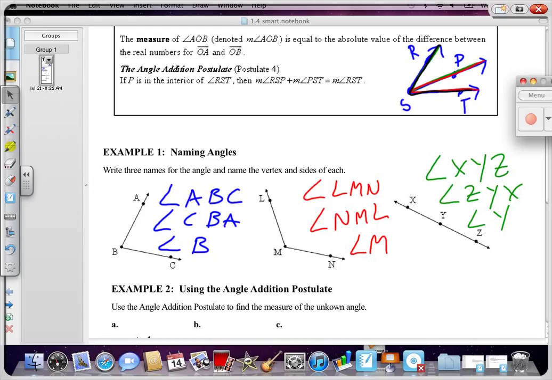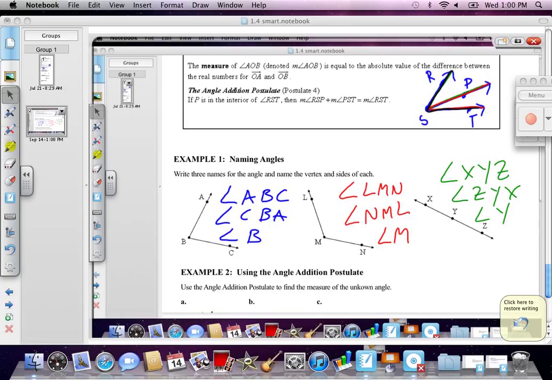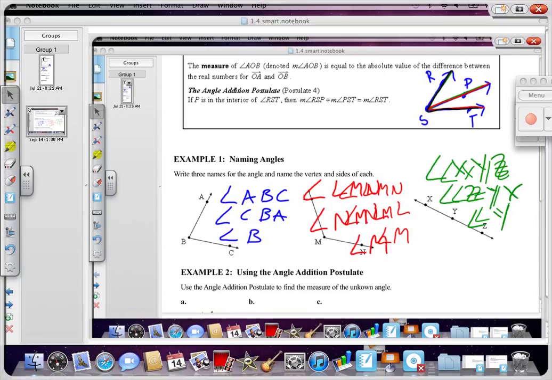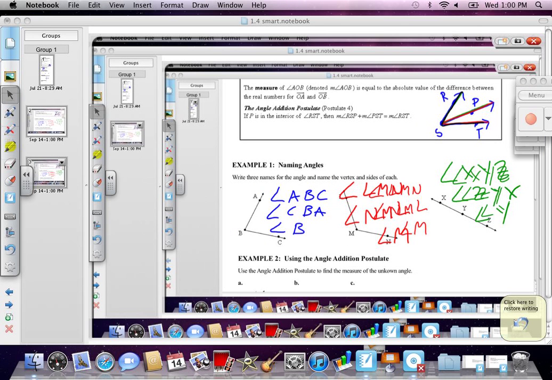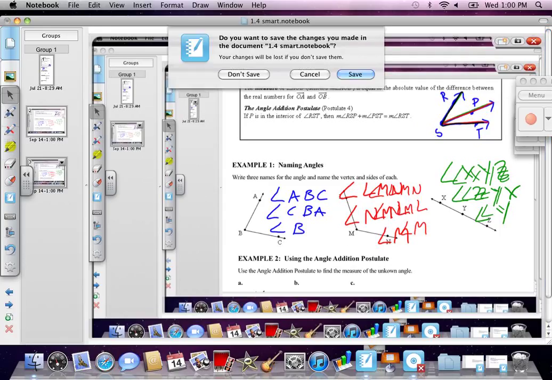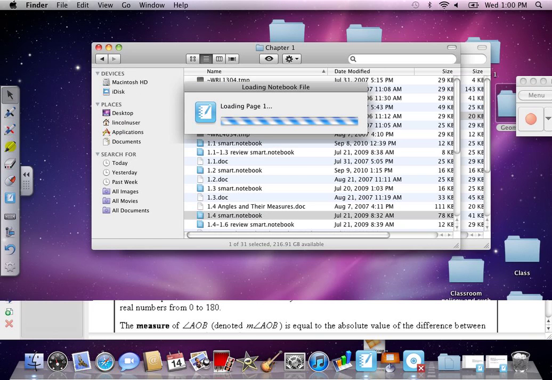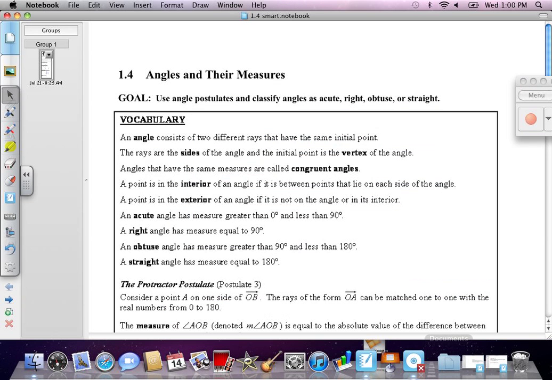Turn it over. We're going to look at some angle addition postulate. Seriously? No. Just scroll down. That's all I'm asking you to do. All right. You have one more chance, little computer. I might lose it.